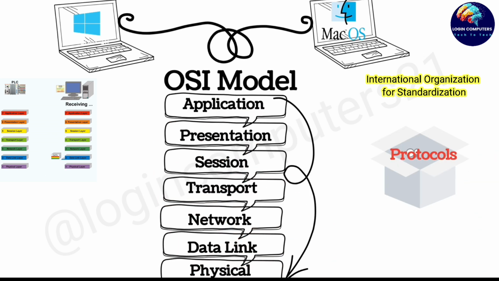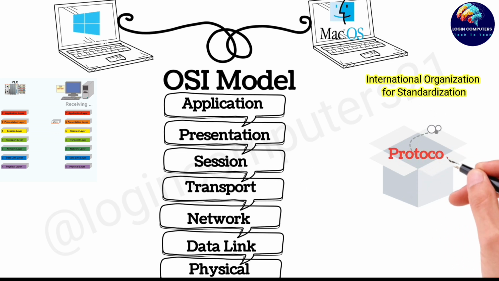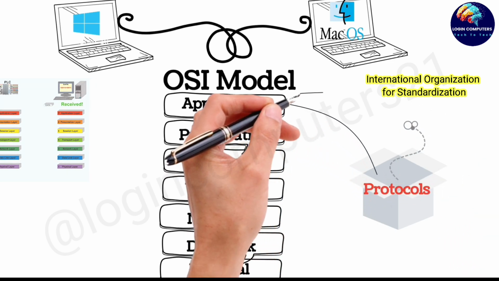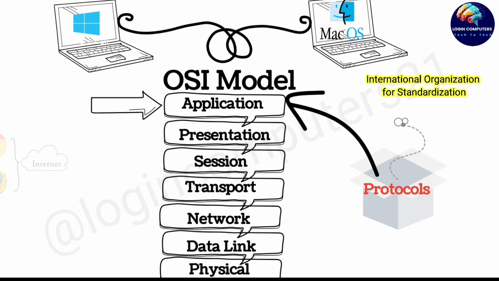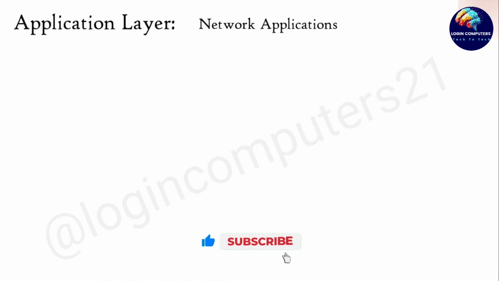Note that each layer is a package of protocols. If I say application layer, it does not mean that it includes computer applications like Chrome, Firefox, etc. But it includes the application layer protocols that are needed to make these applications work correctly in the network or internet. So let's start with the topmost layer. The application layer is used by network applications.